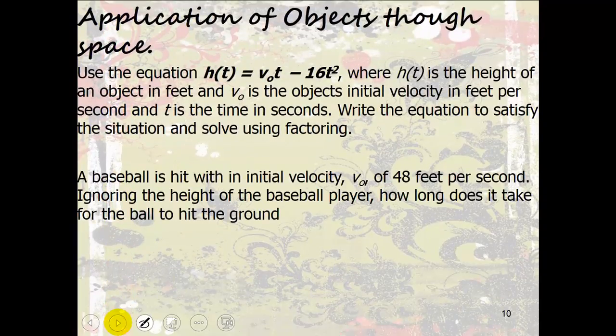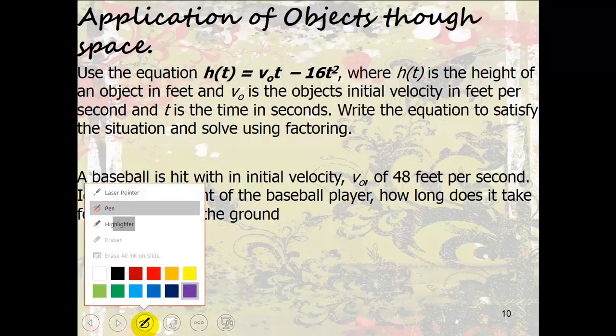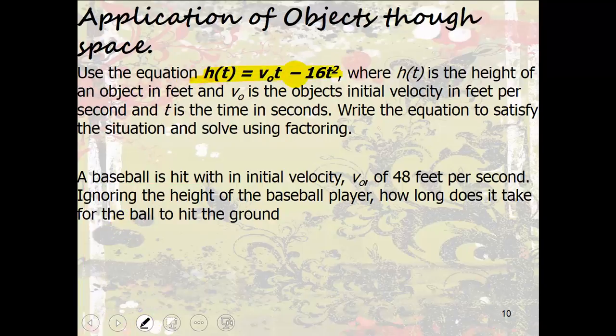The last thing, we saw this back when we were just writing the equation and filling in. Now we're actually going to solve it using factoring instead of graphing. So if we use the equation, h of t is equal to the initial velocity times t minus 16t squared. This is the effect of gravity, where h of t is the height of the object in feet, v sub 0 is the object's initial velocity in feet per second, and t is the time in seconds. Write an equation to satisfy the situation and solve using factoring.